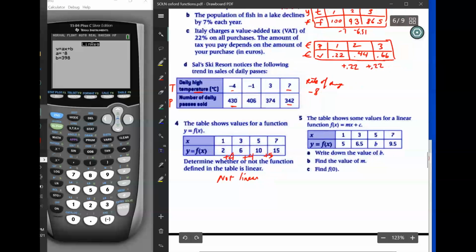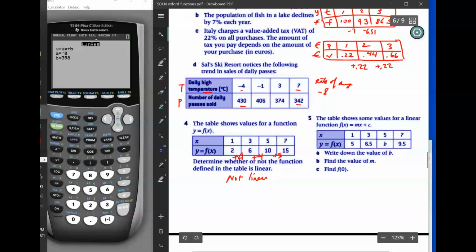Next one. The table shows some values for a linear function f of x equals mx plus c. Doesn't that look familiar? Mx plus c is the slope-intercept or gradient-intercept form. And then they give us several points. It says write down the value of b.